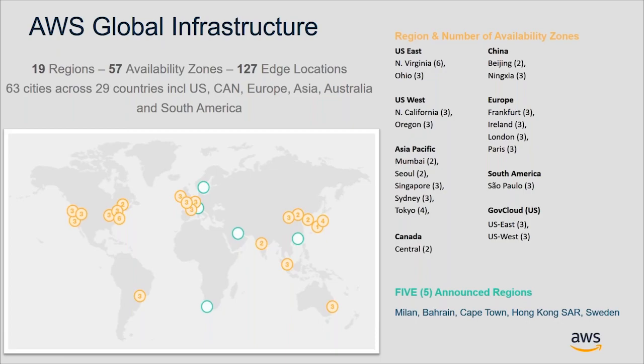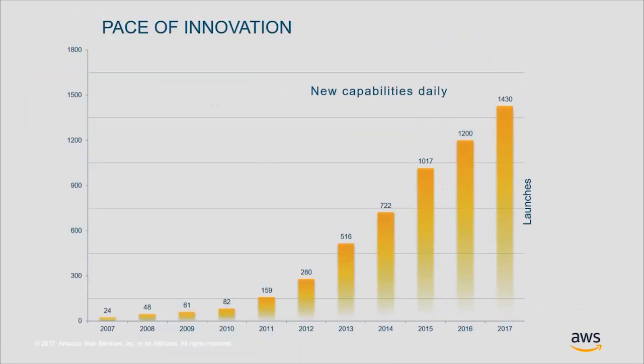The AWS Cloud operates 57 availability zones and 19 geographic regions, and we've announced plans for 15 more availability zones and 5 more regions in Milan, Bahrain, Cape Town, Hong Kong, and Sweden. All that's depicted on the chart here. We also have 150 points of presence in 63 cities across 29 countries.